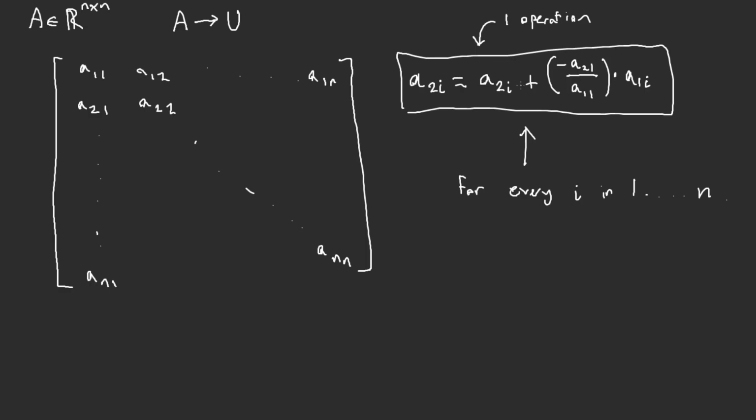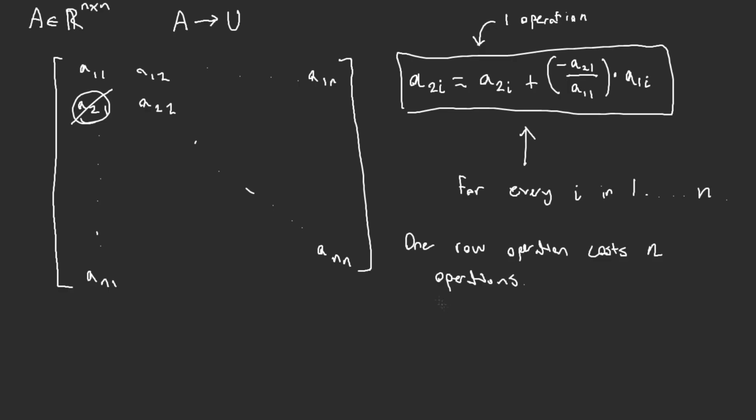But I need to do this one series of arithmetic operations for every entry in the row. And there's n entries in the row. So I'm going to say that in order to do one row operation, this costs n operations. And in order to eliminate this entry, it's going to take n operations.